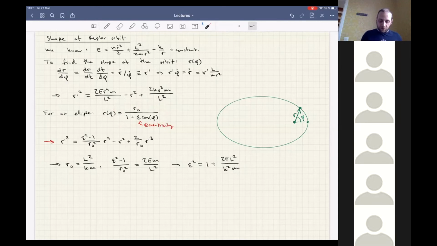For epsilon greater than 1, you see that this denominator is going to have somewhere where it becomes 0. It's going to have some angle where it becomes 0, and that is the angle where you fly off at, essentially, if you have a free orbit.